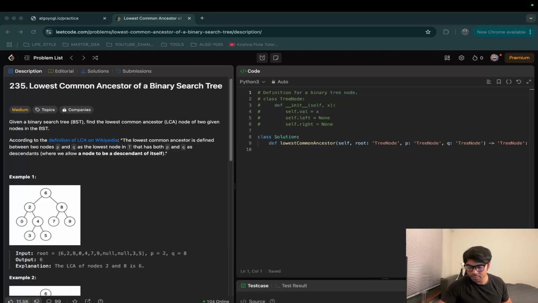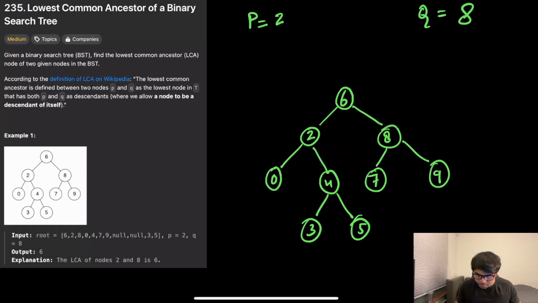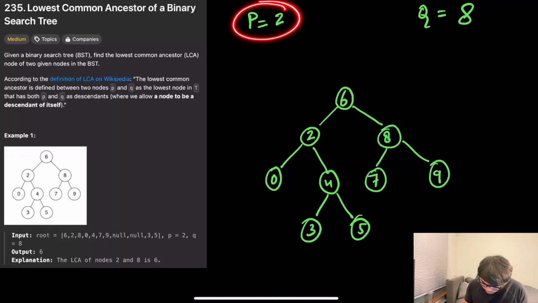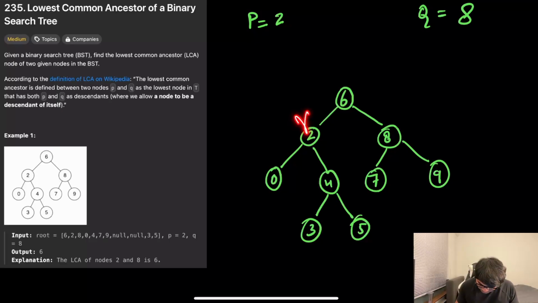Okay, so let me change the view here and we can go over a few examples. In the first example here, it's really simple. We are given P as 2 and Q as 8, and if we look here, their common ancestor is the root itself, so the answer is 6.